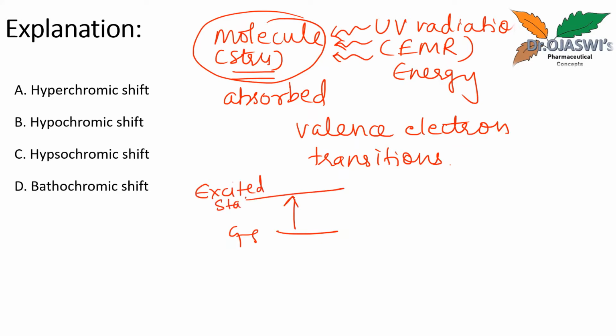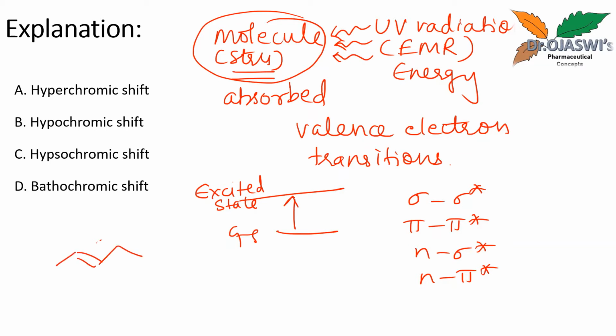There are different types of transitions based on the different types of electron. For example, there is the sigma to sigma star transition, the pi to pi star transition, the n to sigma star transition, and the n to pi star transition. So what happens whenever there is an increase in conjugation? Suppose I have this particular molecule, which has a certain absorption energy; it will absorb certain energy from the UV radiations.